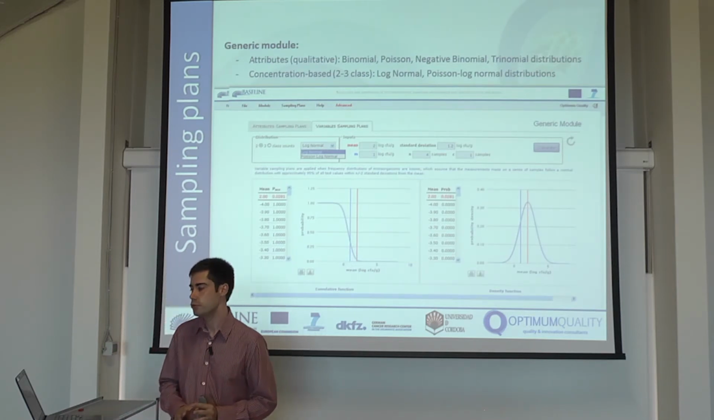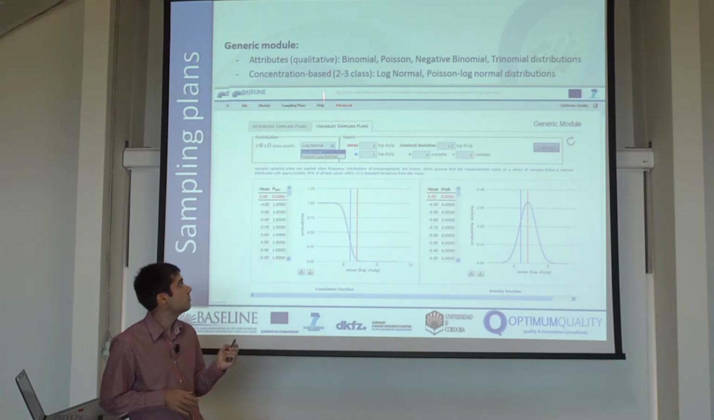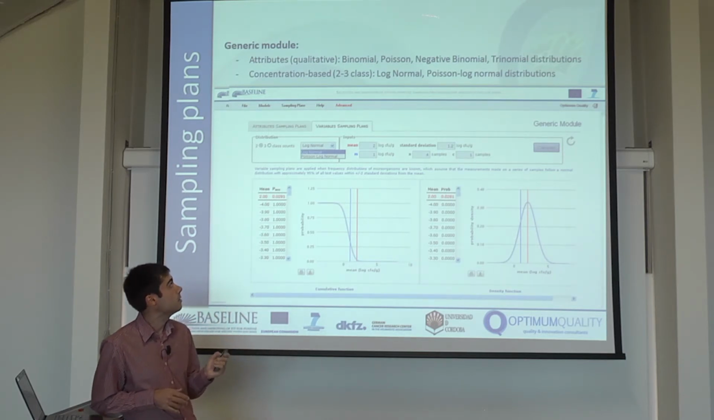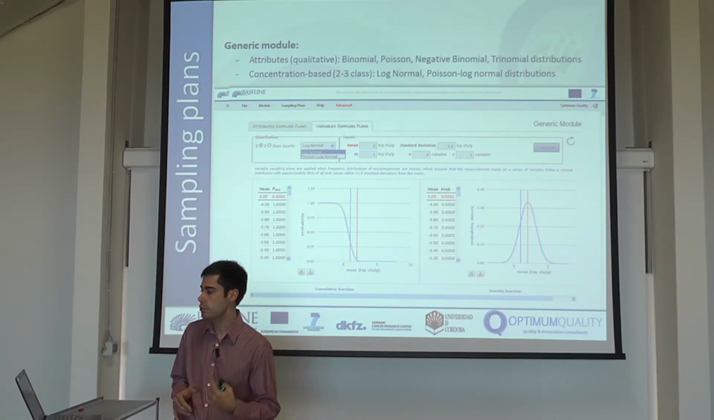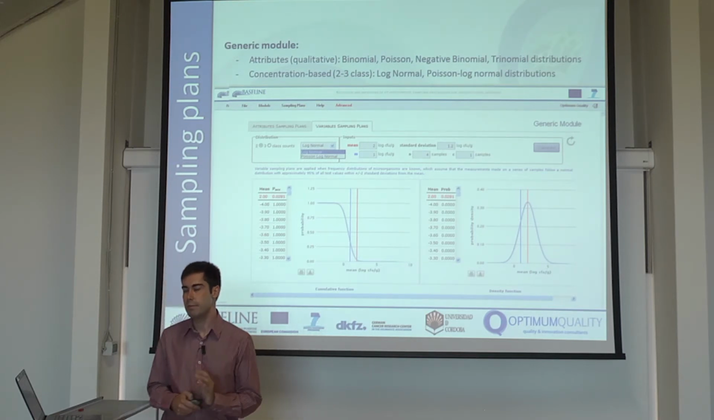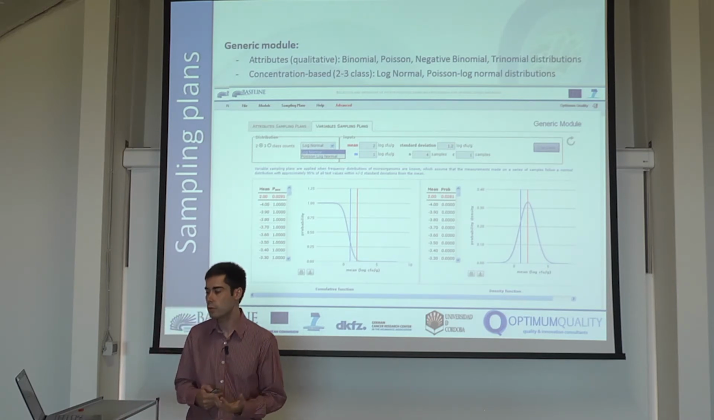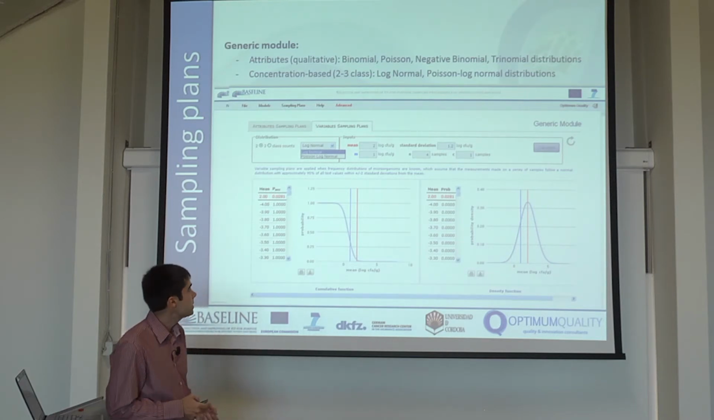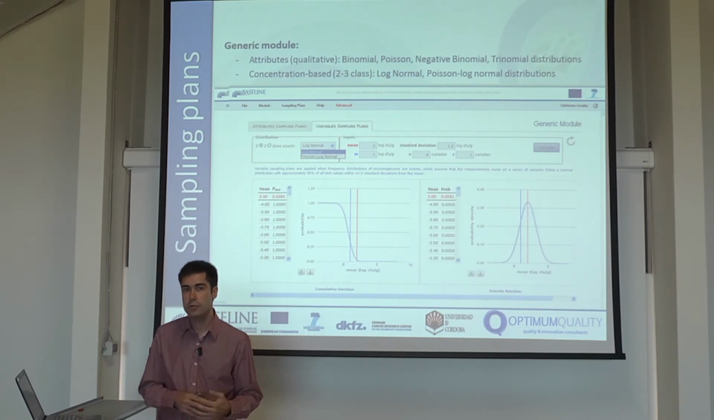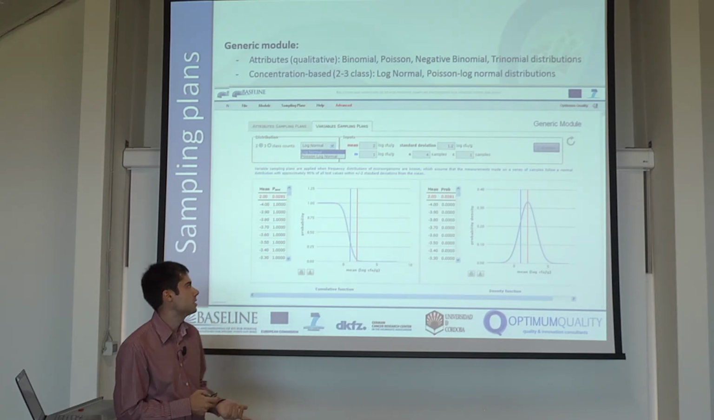Regarding the sampling plans module, there are different concentration or attribute sampling plans. In this case, I present the attribute sampling plans, which are mainly the binomial distribution, the Poisson distribution, negative binomial and trinomial distribution, and the concentration-based sampling plans, which include the log normal and the Poisson log normal distributions. In this case, I show you an example about the performance of a log normal distribution to accept a specified food lot at a 95% confidence level.